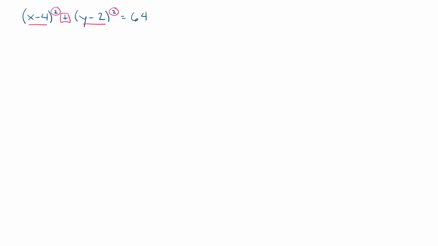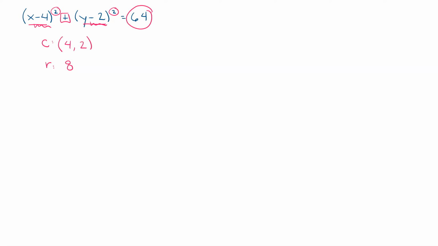So looking at this circle, I can find that the center is the opposite. The opposite of the x term is positive 4. The opposite of the y term is positive 2. And then the radius is going to be the square root of the number on the right. So I have a circle with center 4, 2, and a radius of 8.